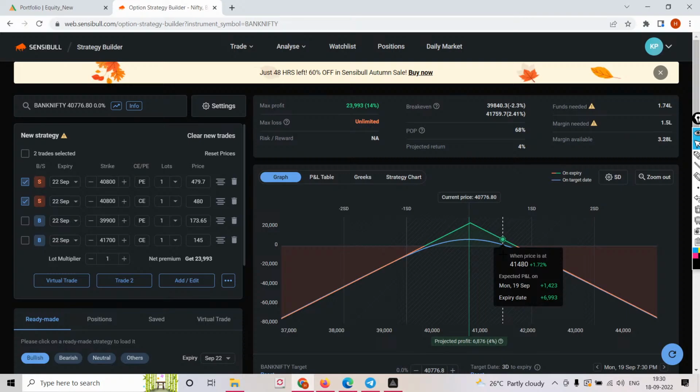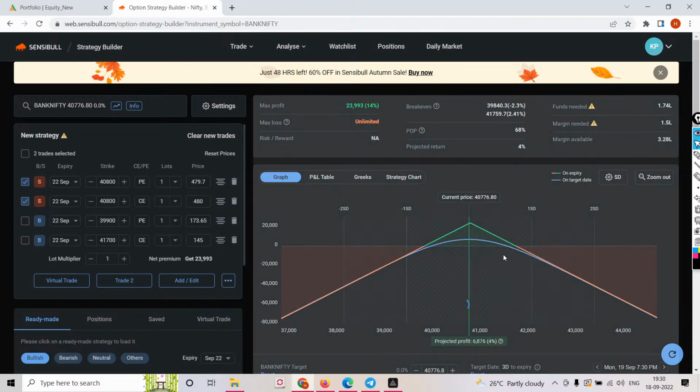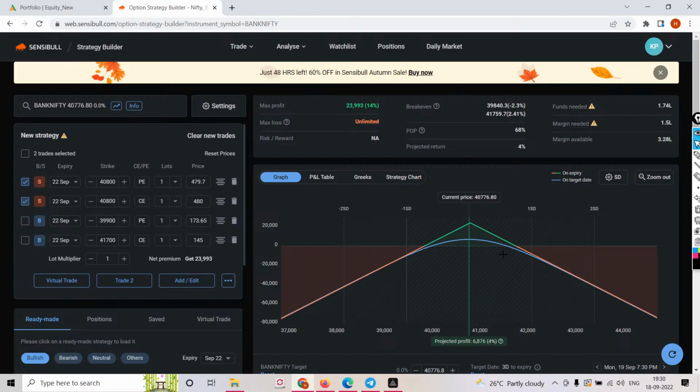No big YouTuber will talk about it. End of the day, we are neutralizing the delta. That's it. Nothing more than that. You take so-called strategies as an option seller, but we have to neutralize the delta. Okay. So I can go for a straddle.